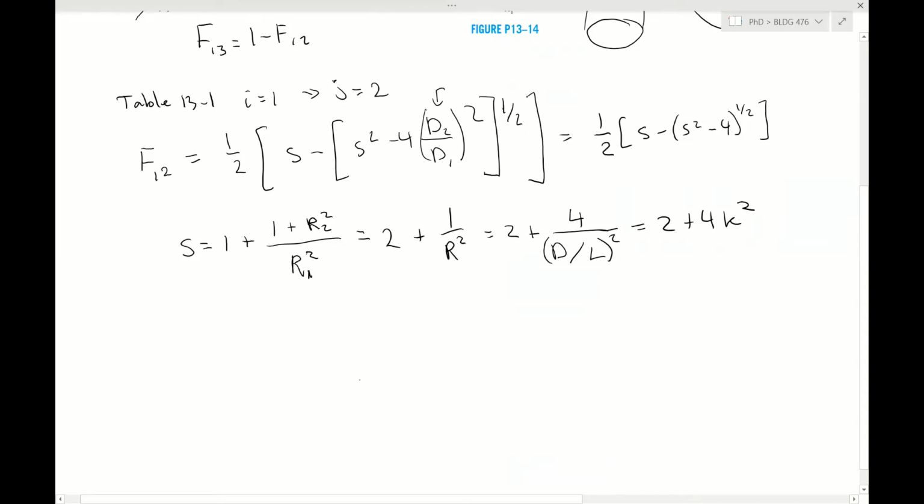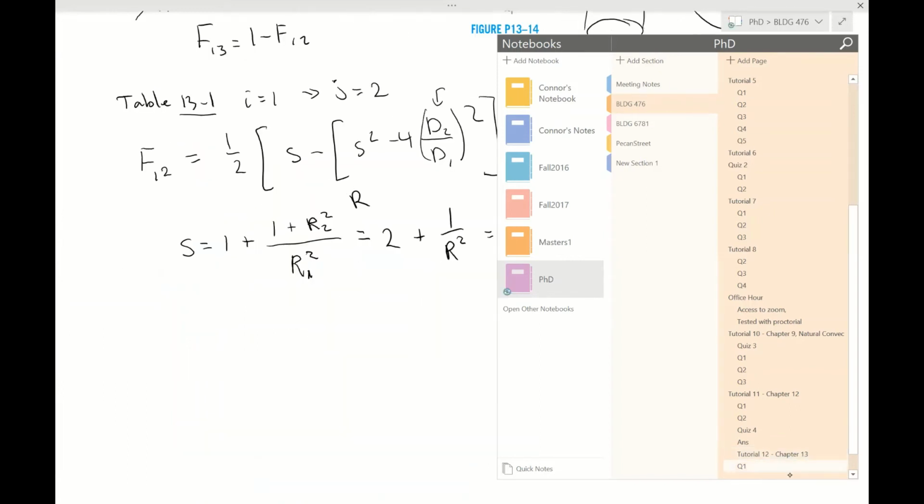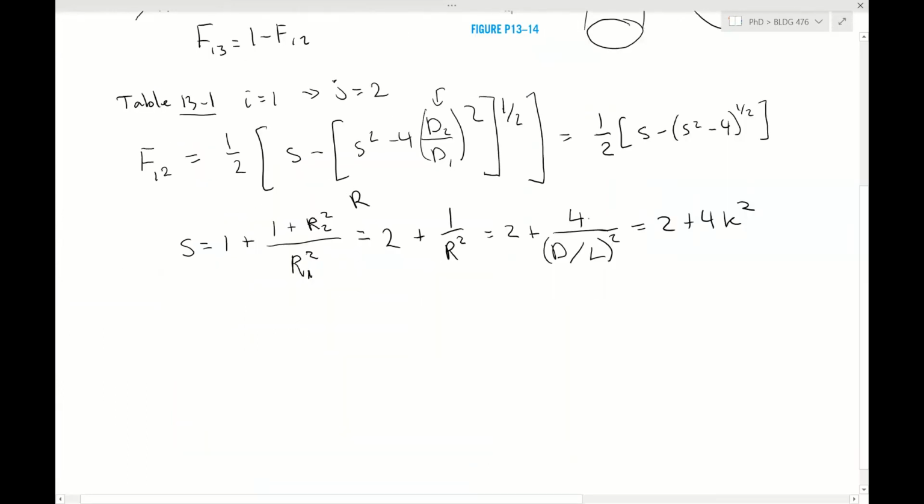Okay, I got confused for a sec, but with the magic of cutting down the video, you guys don't have to wait for me to find the answer. This part was a little confusing, because back in this table 13.1, they're actually defining this capital R as equaling R over L. So this capital R refers to the radius divided by the length. That's how they're able to make this simplification, that's how this 4 gets up there, and then they cut it down to the 2 plus 4k.